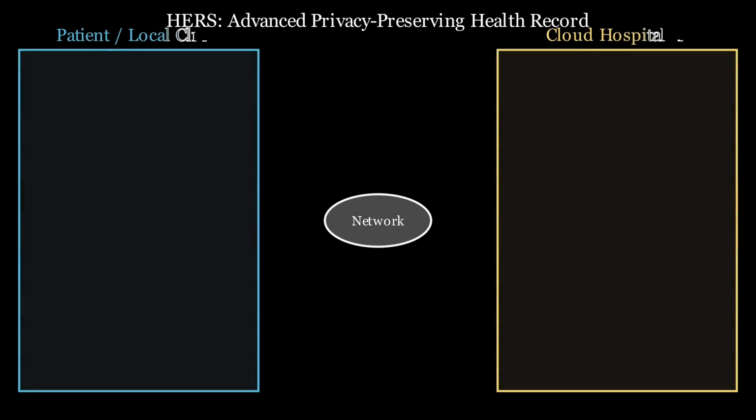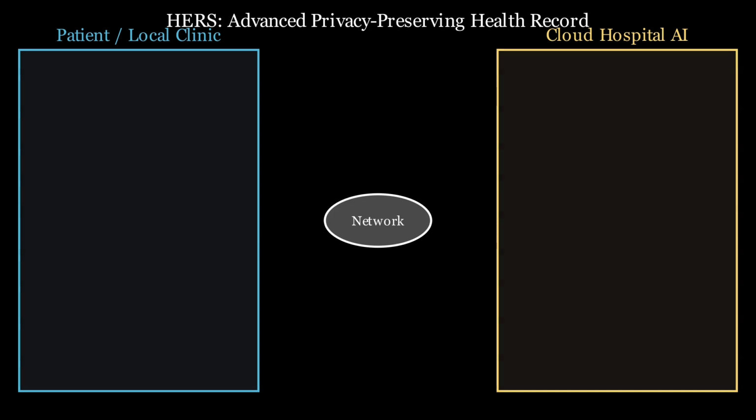Consider the current landscape of digital healthcare. On the left side of our framework, we have the patient's local environment. This local node continuously generates dense, highly personal clinical data, such as real-time electrocardiograms, or ECGs. On the right side, we have the cloud hospital, a centralized infrastructure equipped with powerful deep learning models, such as convolutional neural networks, capable of detecting early signs of cardiovascular diseases far earlier than a human specialist.